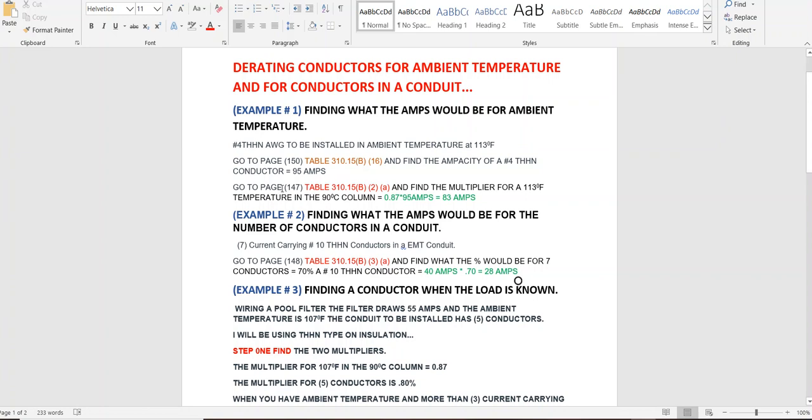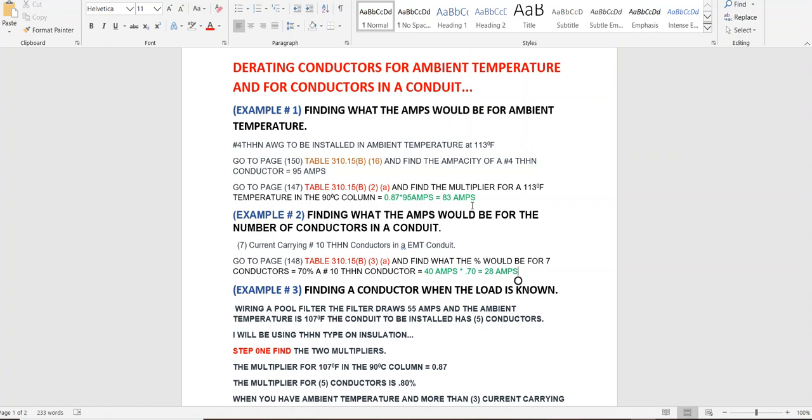Then I'm going to go to page 147 here, and that's the table. And I'm going to find the multiplier for 113 degrees temperature in a 90 degree column. Why 90 degree? Don't forget we got THHN. All right, so 0.87 is the multiplier for that. And I times it here, as you can see, by the 95 amps, and I got 83 amps. And that's it. That's all you got to do when they're asking just what the amps would be under that temperature.